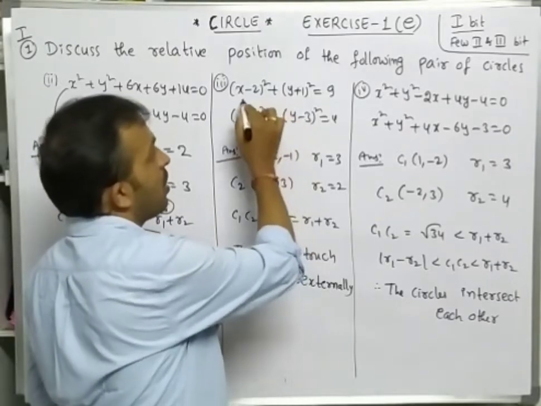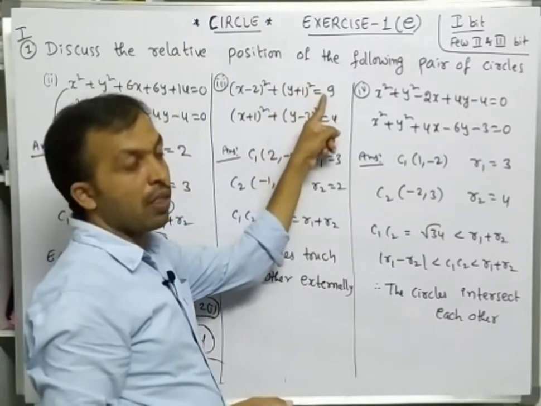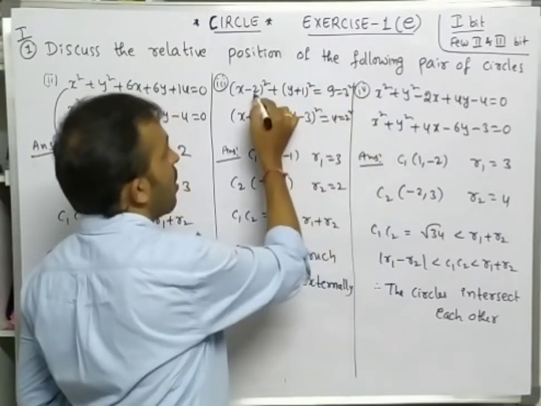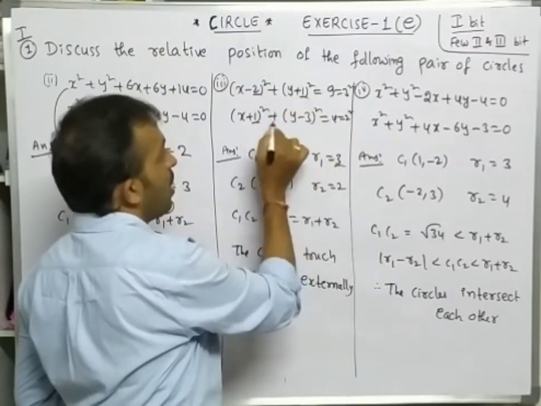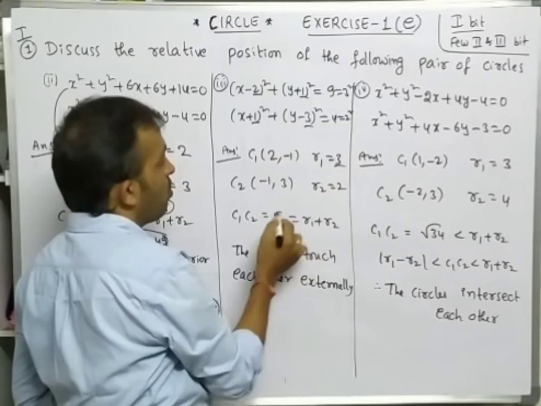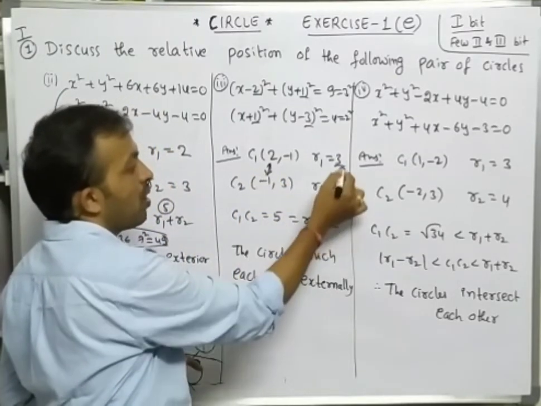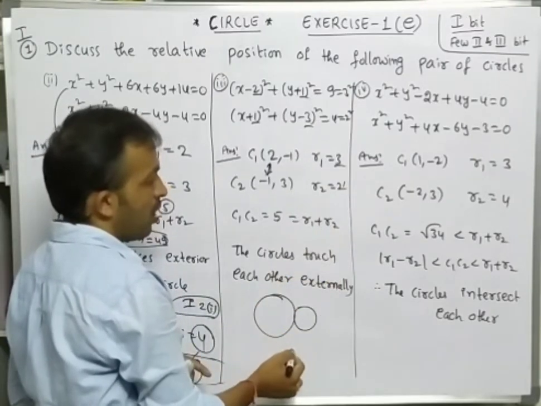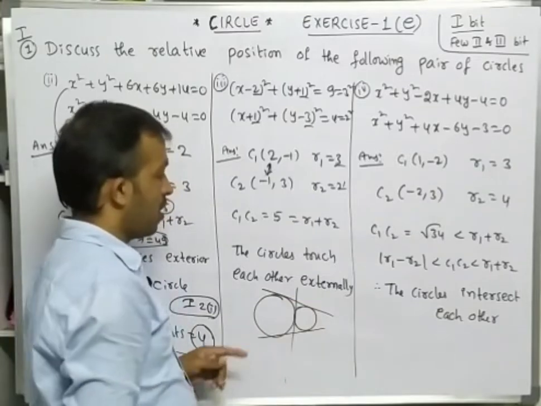Next, this is of the standard form, x minus h whole square plus y minus k whole square is equal to r square, that means 3 square, and this is 2 square. In this case, center 2 comma minus 1, r1 is 3, and r2 is 2. Then find the distance between c1 c2, that is 5, which is equal to r1 plus r2. So the circles touch each other externally. In this case we have 3 tangents.